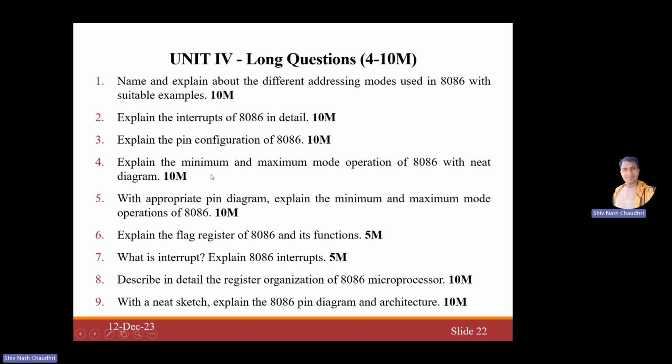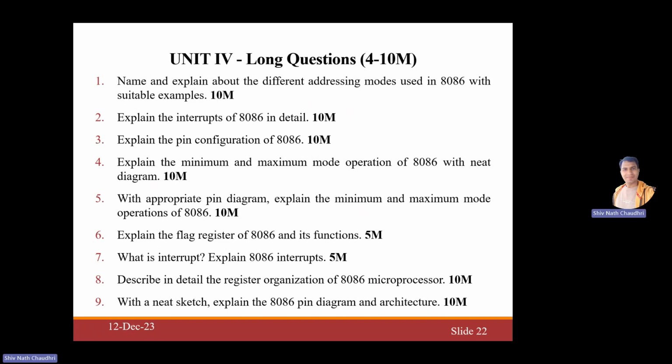The fourth question is also very fixed: explain the minimum and maximum mode operation of 8086 with neat diagram. In class, I have told you this thing. Minimum mode and maximum mode can be asked for 2 marks, 5 marks or 10 marks. If this question is asked for 2 marks, then you have to just define and differentiate between minimum and maximum mode. If asked for 5 marks, then you have to make one table and compare the minimum mode and maximum mode. If this question asks for 10 marks, then define, compare, and take one interfacing diagram to explain the minimum mode and maximum mode.